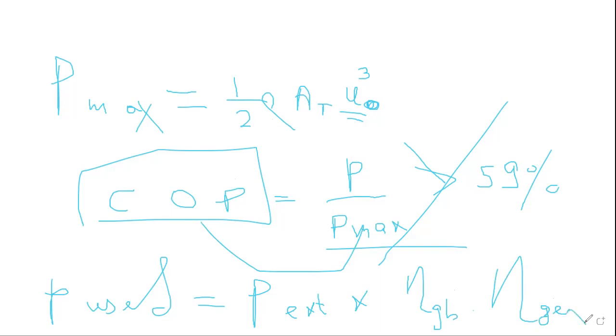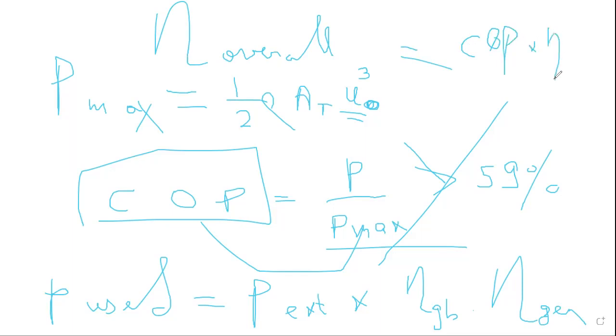And if I ask you to find the overall efficiency of my wind turbine, what should you do? What is the formula that can give us the overall efficiency of the system? Useful power divided by maximum power. Exactly, useful over maximum. And can you tell me what it should be directly without doing the calculation? It's the product of efficiencies. It's the COP times the efficiency of the gearbox times the efficiency of the generator.